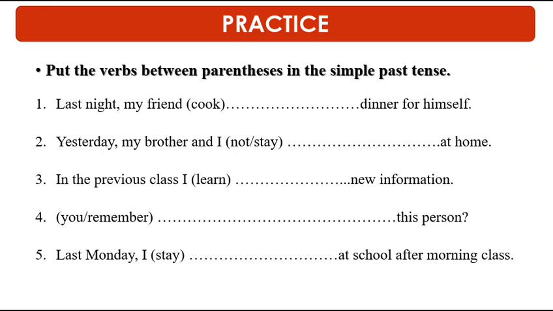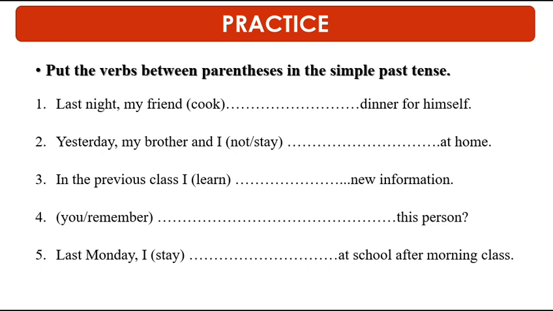Now let's practice all what we have seen in this lesson. So put the verbs between parentheses in the simple past tense. We have: last night, my friend cooked dinner for himself. Is it negative, interrogative, or affirmative? We have no sign that it is interrogative because we don't have a question mark. And of course, we don't have a negation between parentheses, so it is affirmative. So put the verb cook in the simple past.